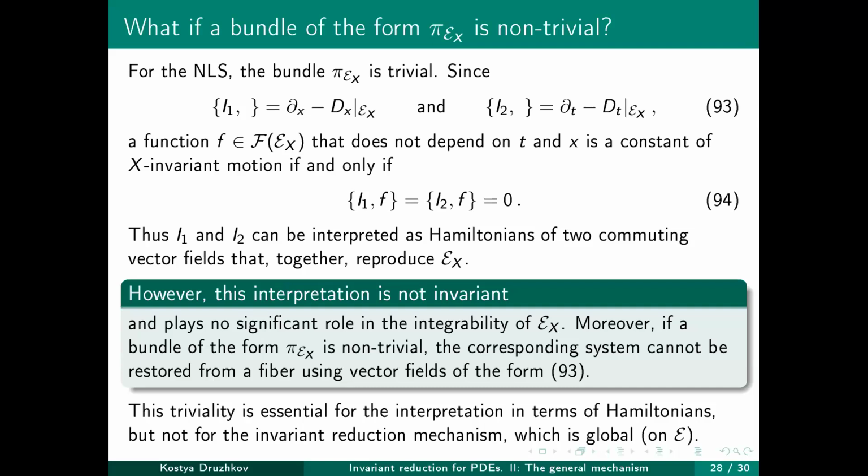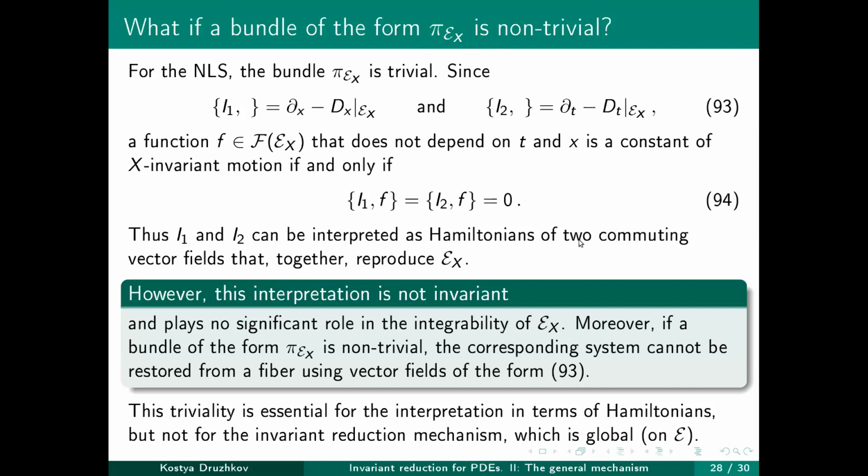We restore it in the following way. We say that we have this Hamiltonian vector field on the cotangent bundle. We introduce a formal parameter that describes the flow along the flow of the vector field, and this parameter becomes our base for the bundle, but the bundle can be only trivial. So this means that if pi epsilon x is not trivial, we cannot use this interpretation in principle. So this interpretation is not just non-invariant. It doesn't exist if the bundle is non-trivial in principle from the very beginning.